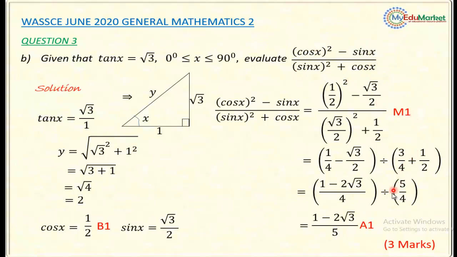Then the last mark is after you simplify to the final stage and you have the value as 1 minus 2 root 3 all over 5. You have the accuracy 1 mark. So in total, 3 marks are allocated to this question according to the WAEC marking scheme.